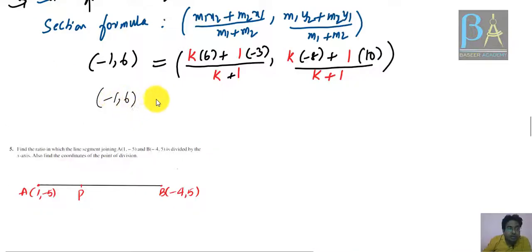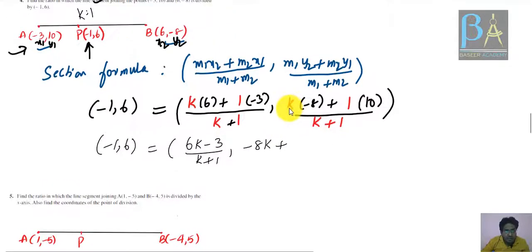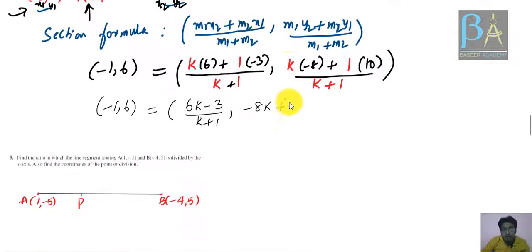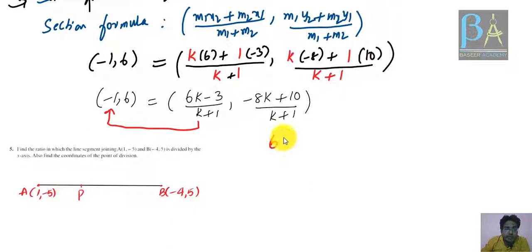So minus 1 comma 6 is equal to 6k minus 3 by k plus 1, and then minus 8k plus 10 by k plus 1. I told you you can equate the x coordinates or you can equate the y coordinates. It is your personal choice. Let us say I want to equate the x coordinates. What happens when I equate the x coordinates? 6k minus 3 by k plus 1 is equal to minus 1.